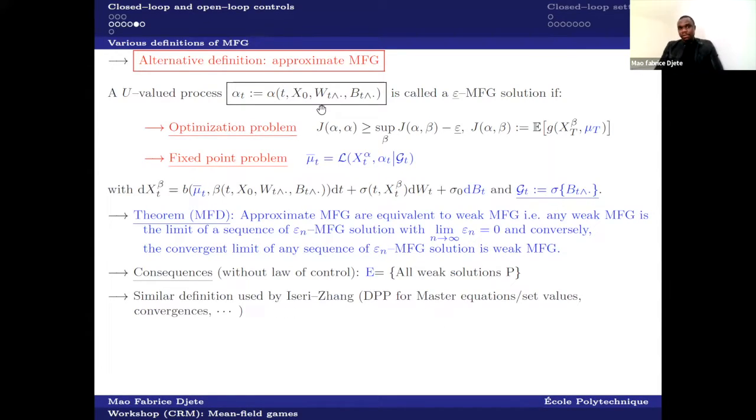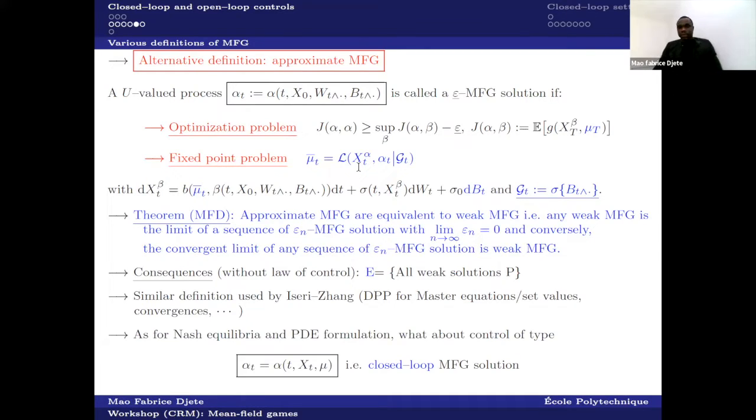And actually, this definition of approximate mean field game is quite useful. For instance, there is a recent paper of Zhou and Zhang, Jianfeng Zhang, where they use this kind of definition of approximate mean field game to provide a dynamic programming principle for the master equation with set values. Because in this kind of situation, of course, there is no uniqueness, so for your master equation the value function is not well defined. So what they did is consider set values, and they are able to provide a dynamic programming principle result. Also, they can deal with some convergence problems. So what I want to say is that it's a useful tool to provide some interesting results.